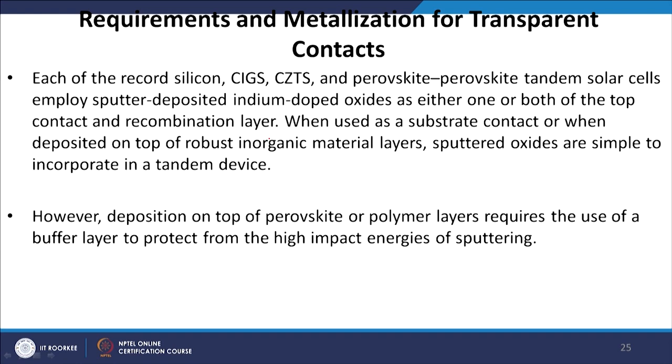Each of the record silicon, CIGS and perovskite tandem solar cells employs sputter deposited indium doped tin oxide as either one or both of the top contact and recombination layer. So, in both of these cases, we use ITO as a top contact and bottom contact, and also as a spacer layer or as a recombination layer.